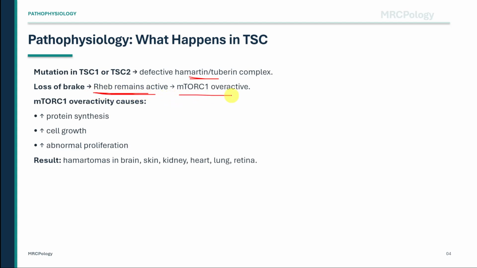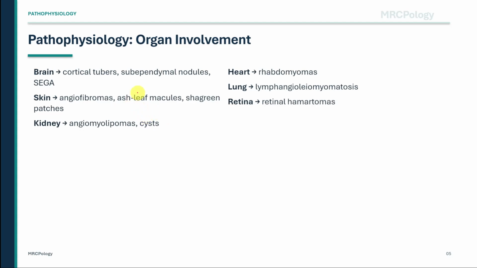mTOR1 becomes overactive. This causes increased protein synthesis, increased cell growth, and abnormal proliferation. The result is hamartoma formation in the brain, skin, kidneys, heart, lungs, and retina. Now link the mechanism to the organs. In the brain, patients develop cortical tubers, subependymal nodules, and subependymal giant cell astrocytomas.